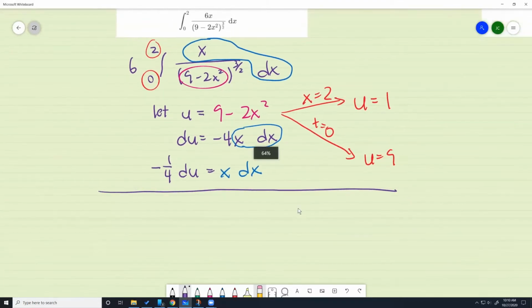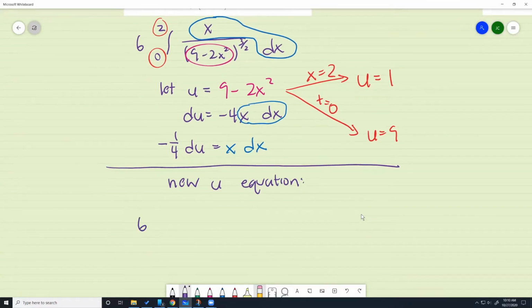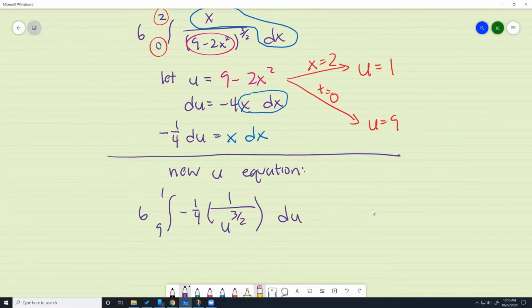So your new u equation is going to look like this. Everything is in terms of u. Here we go. Complete makeover. 1 x dx -1/4. I'm going to put -1/4 on the outside here. Okay, so after making all the substitution, it will look like this. There's no x values at all.